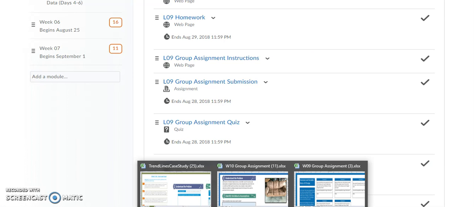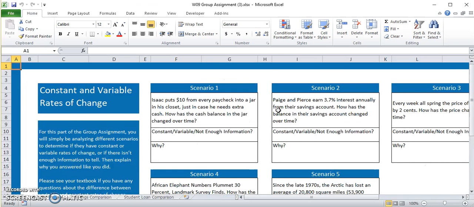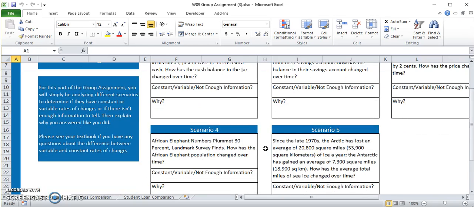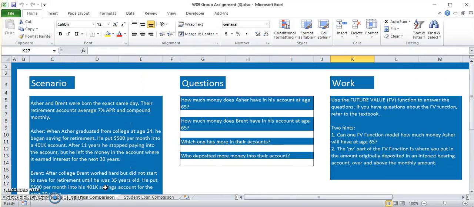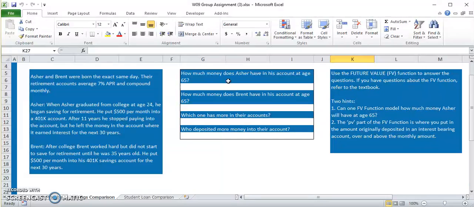So let's look at your lesson 9 group assignment. And so in this group assignment, you start off with several different scenarios where you're just identifying, is this situation constant, variable, or maybe we don't have enough information to decide. And so not too bad, that first part. Then you get into a couple of different comparisons. First one dealing with savings, and so you have 2 different people, 2 different savings situations, and you're just comparing where they end up.